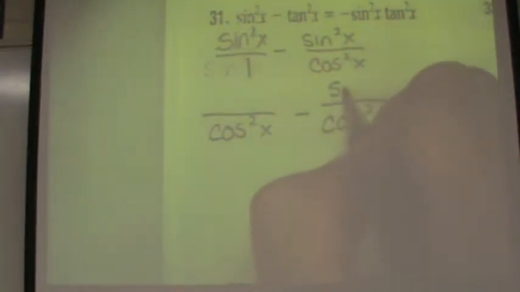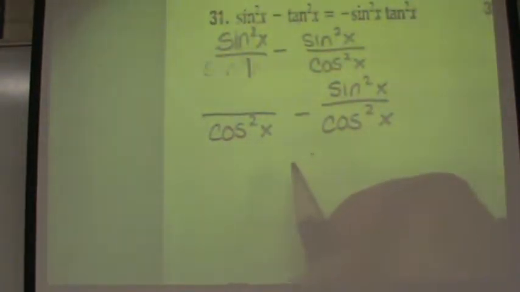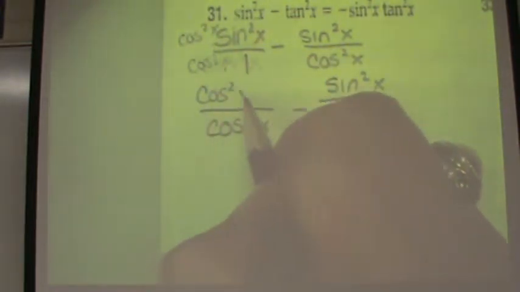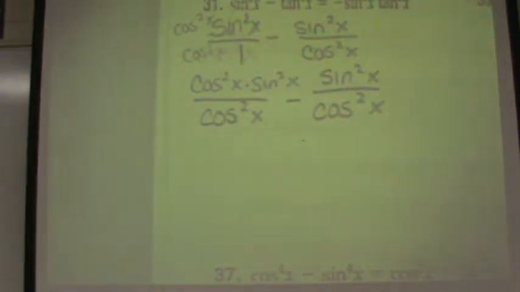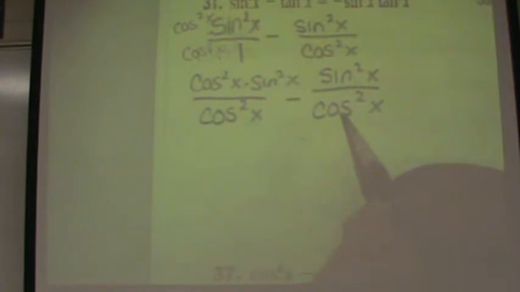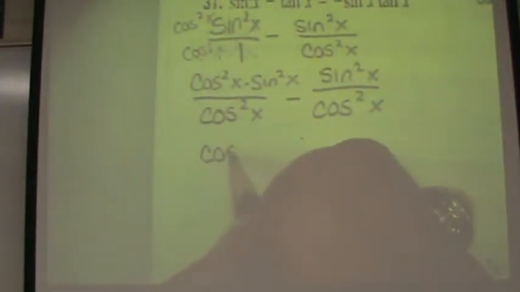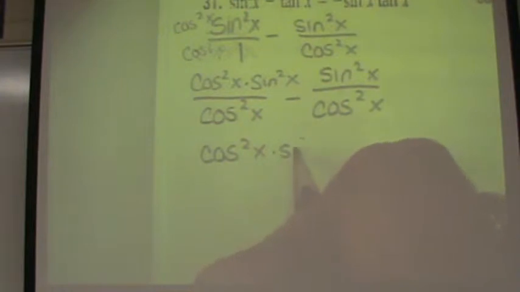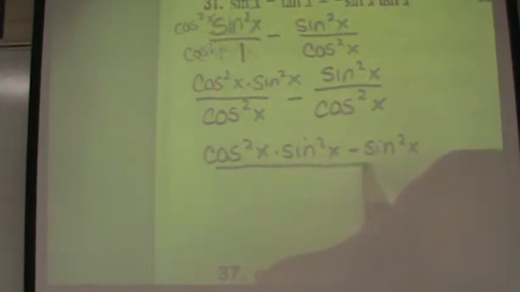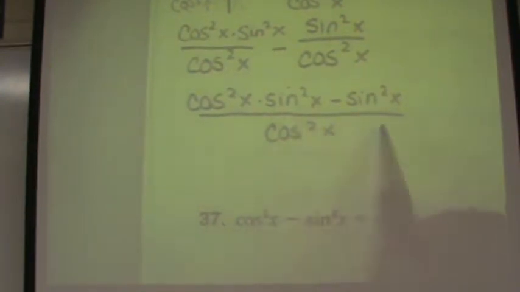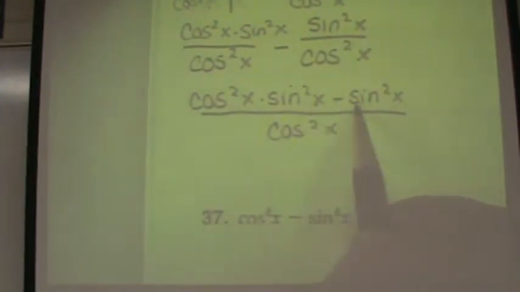So this is okay. We need to multiply this by cosine and this by cosine. So you have cosine squared x times sine squared. So what you have here is cosine squared x times sine squared x minus sine squared x all over cosine squared x. Do you see something you can factor out of here? What can you factor out of here?